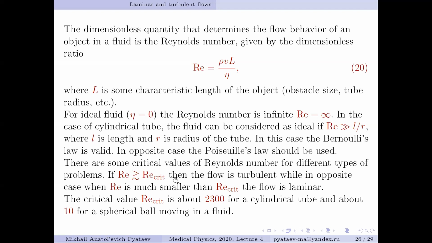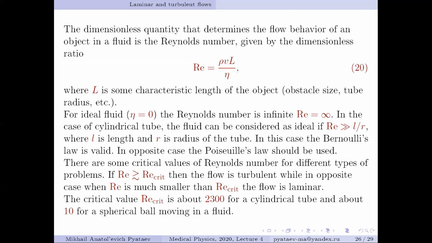And this can be achieved by changing velocity or by changing characteristic length L. So sometimes, for example, if we discuss the flow of blood inside a blood vessel, the turbulent flow can appear if we constrict the vessel to make the blood stop.